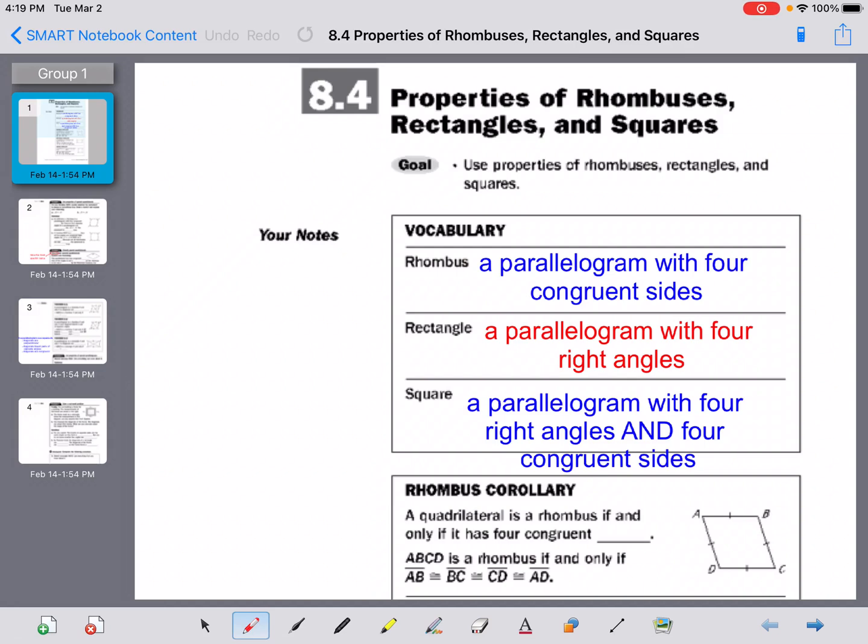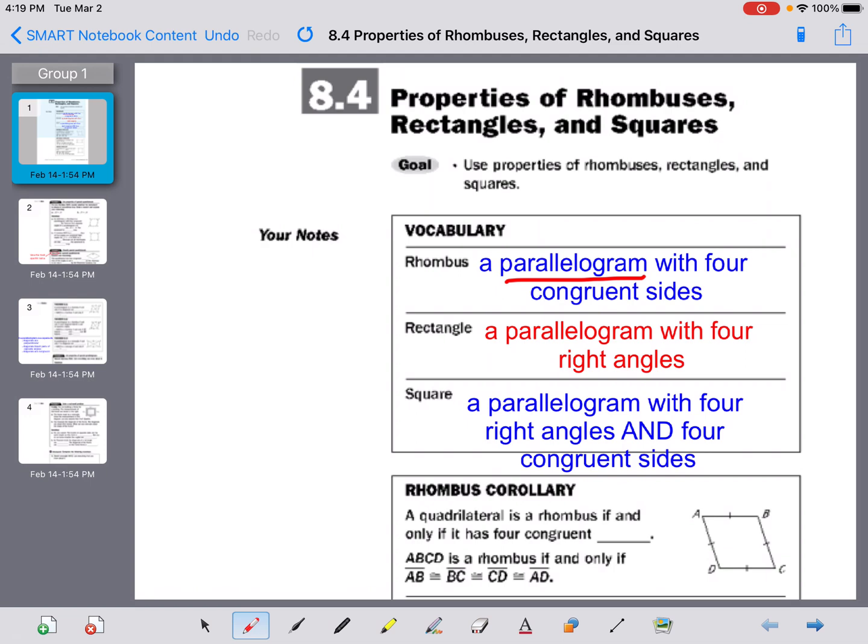All right, 8.4, properties of rhombuses, rectangles, and squares. So the first thing we need to do is make sure we understand the definition of each. So a rhombus is a parallelogram. So we could write all these things down: it has opposite sides parallel, opposite sides congruent, opposite angles congruent, consecutive angles supplementary, its diagonals bisect each other. Just because it's a parallelogram, we know all that.